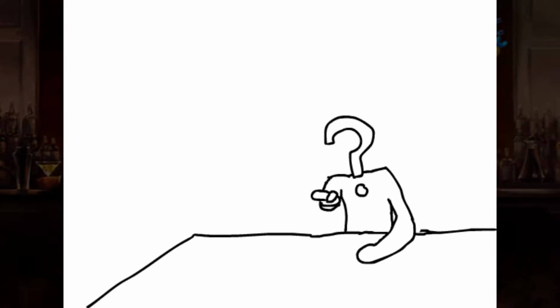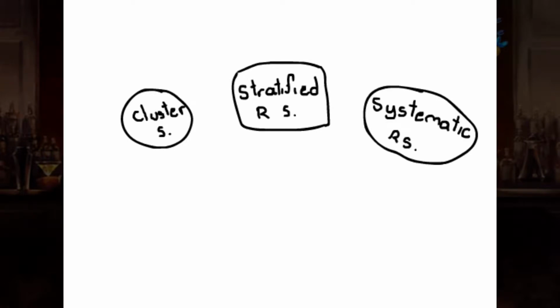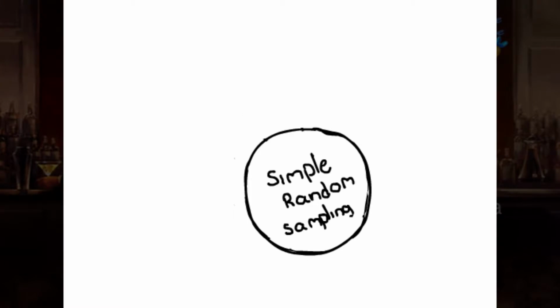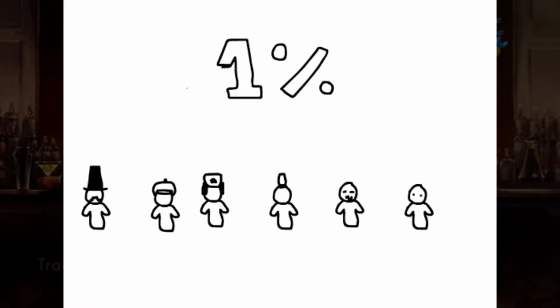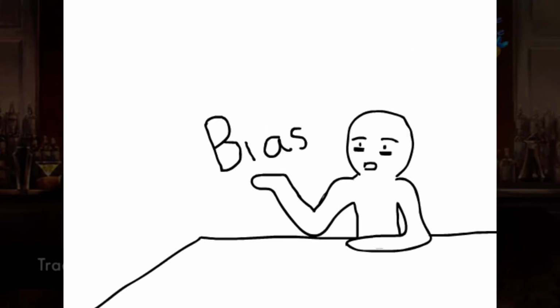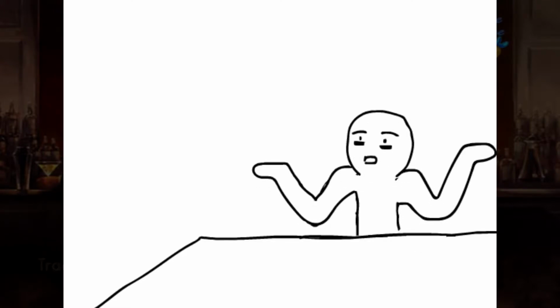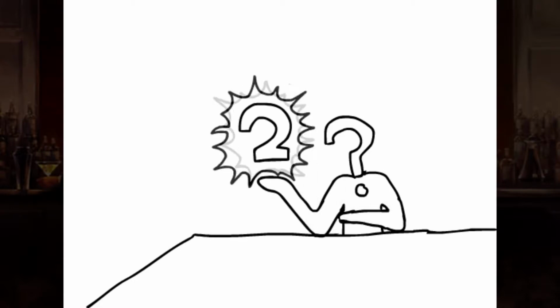In fact, methods like cluster sampling, stratified random sampling, and systematic random sampling are actually variations of this method. In random sampling, everyone has the same chance of getting selected for the sample group. So in a population of 100 people, everyone will have a 1% chance of getting selected. This will help reduce bias because the final selection is completely random, and no one has control over who gets to the sample group.